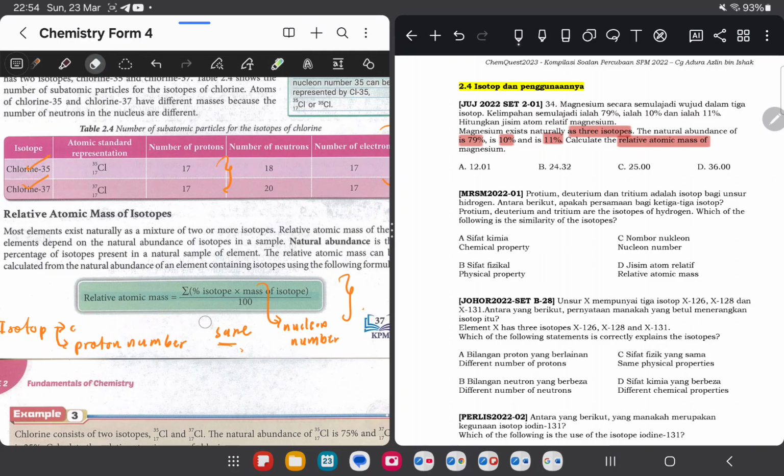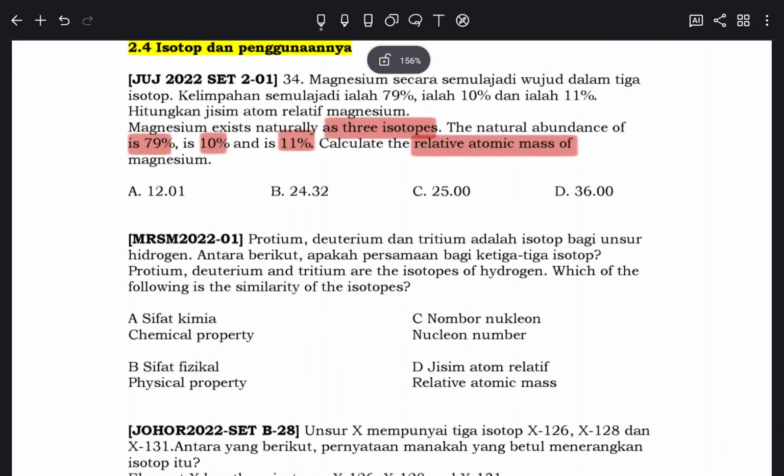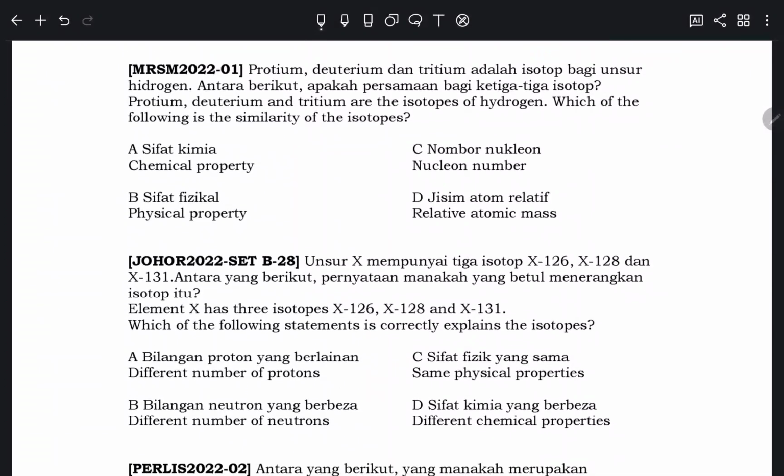So in the current case, how many samples do I have? I have 3 samples and I have the percentage, but I don't have the mass of those isotopes. Correct? So normally the question will appear something like this. Then we will take the number on top, which is the nuclear number. In this case, we don't get the nuclear number, so what I must do is know the nuclear number of magnesium in the periodic table. 12 is for carbon, 25 is not there, 36 is also not there. So the correct answer is 24.32. The answer is B. Okay, next question.